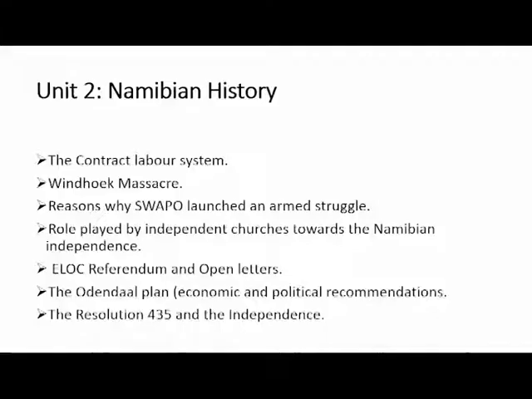The last point you should know in this Namibian history is Resolution 435 and the independence. What was Resolution 435? What were the points, or what were the terms of Resolution 435, and how did this resolution contribute to Namibian independence?